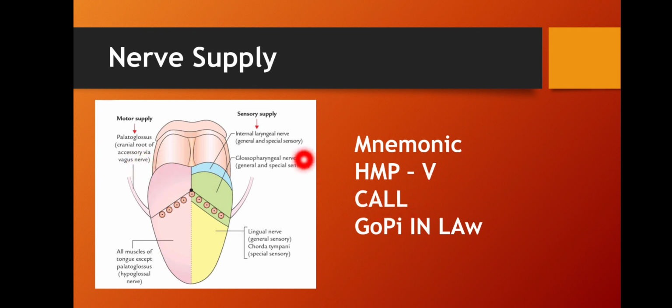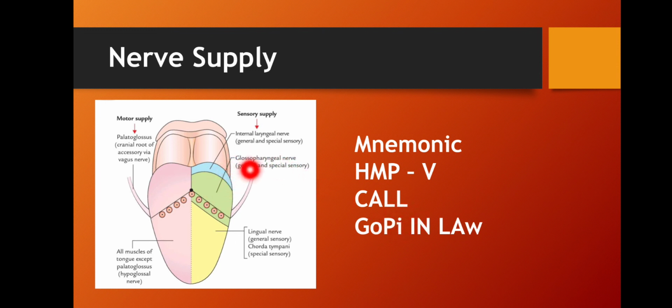Next, sensory. See in this picture, this is the anterior 2/3 portion of the tongue and this is the posterior 1/3 portion of the tongue. So this anterior 2/3 portion of the tongue is supplied by the lingual nerve and the chorda tympani. How to remember? CAL. C means chorda tympani. A means anterior 2/3. L means lingual nerve. I repeat, C chorda tympani, A anterior, L lingual nerve. So easy to remember.